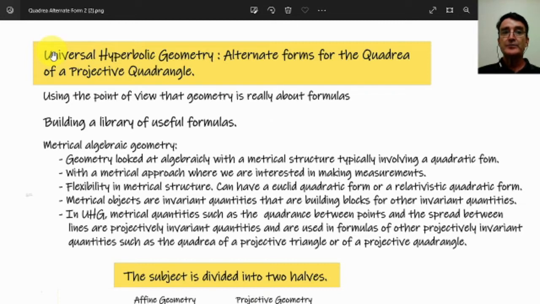In this video, it's part 2 of our series on alternate forms for the quadrea of a projective quadrangle in universal hyperbolic geometry. In the first video, part 1, I looked at an alternate form for this equation, and we're going to explore some more alternate forms based on triangulations of a projective quadrangle.